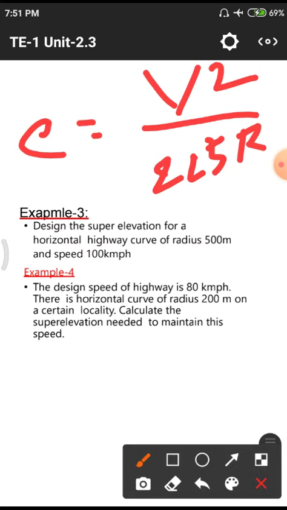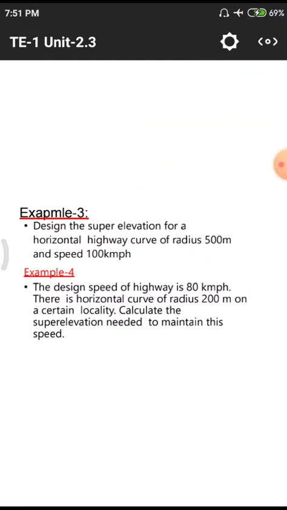Both problems have design speed in kilometers per hour, so we need not worry. In the second problem, the radius of the curve is 200 meters in a certain locality. Calculate the super elevation needed to maintain at that speed. The first is a national highway and the other a state highway, so their speeds are limited to 100 kmph and 80 kmph. In both cases, they directly give the radius of the curve, 500 meters and 200 meters, and we only need to calculate the elevation required for a particular span of the road.